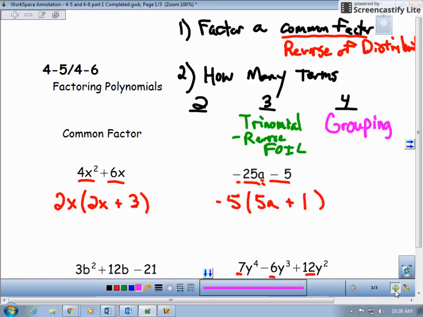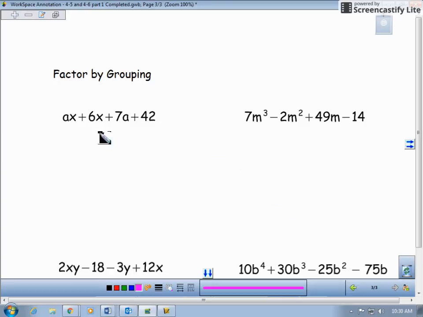Okay, so let's take a look at a four term factor by grouping here. So I want to look and see if I have a common factor. I don't. Yeah, 6 and 7 both go into 42, but you can't get that out of ax. You got a couple X's, you got a couple of A's. So what I want to do is factor by grouping.